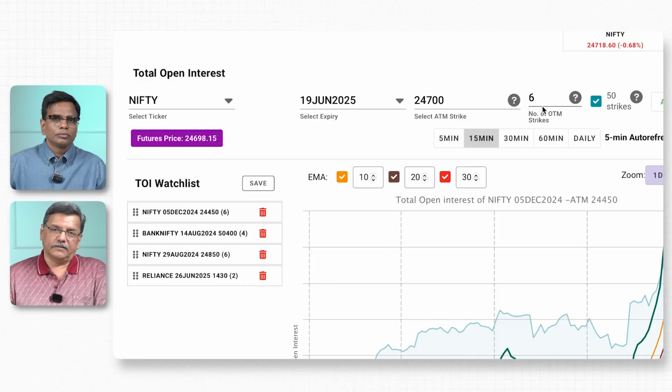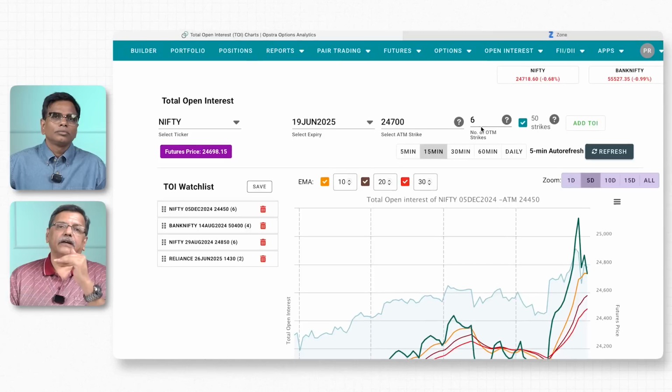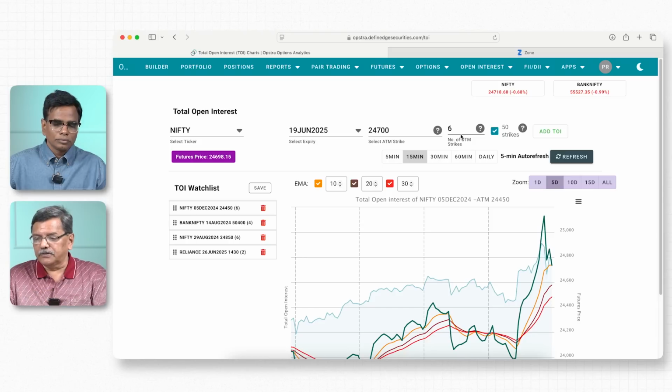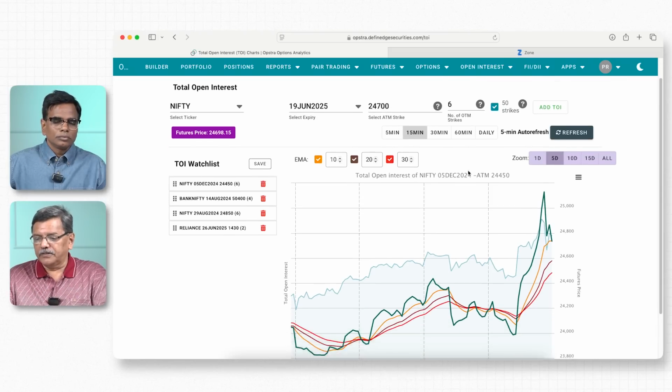So what is this 6? Basically the ATM is the base strike price, 6 higher, 6 lower, which makes it 13 strike prices, and call and put of each, which makes it 26 symbols. So what is going on at the back end is the total open interest feature is looking at 26 symbols at any given point of time, dynamically calculating the open interest as well as the change in open interest, and based on a proprietary formula, what gets plotted is just one single line.